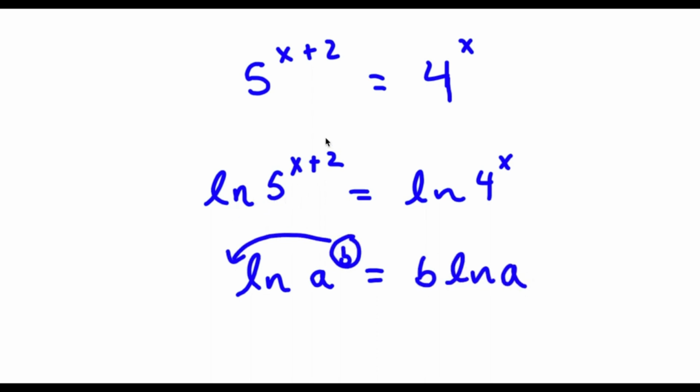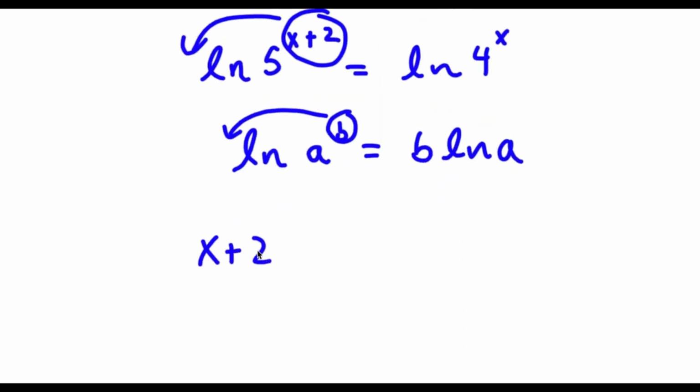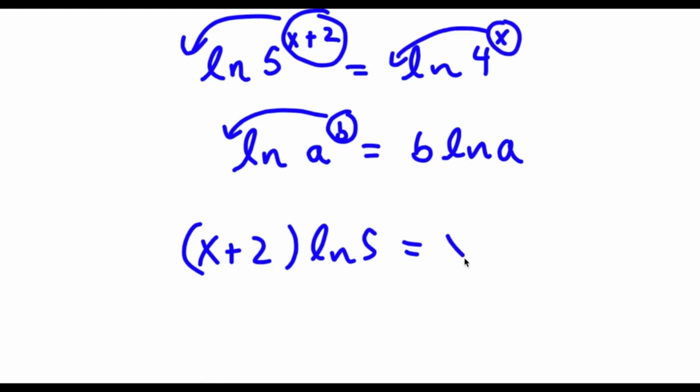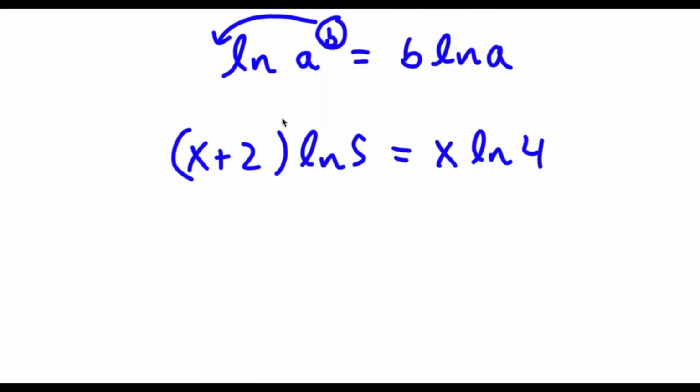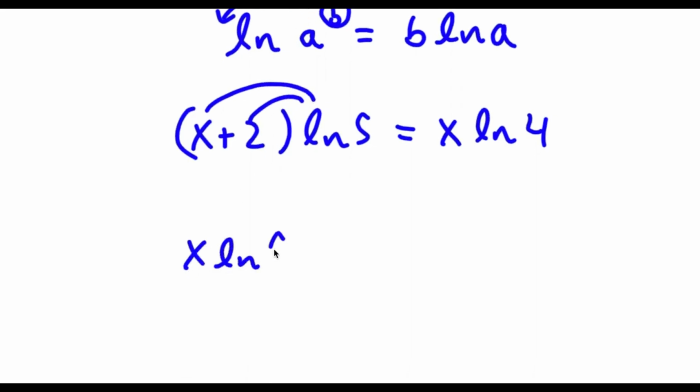So for ln 5 to the power of x plus 2, I can move x plus 2 to the front. So that's going to equal x plus 2 times ln 5, which is equal to, for ln 4 to the power of x, I can move x to the front. So it's going to be x times ln 4. Now, if I distribute ln 5 with x plus 2, I get x times ln 5 plus 2 times ln 5 is equal to x times ln 4.